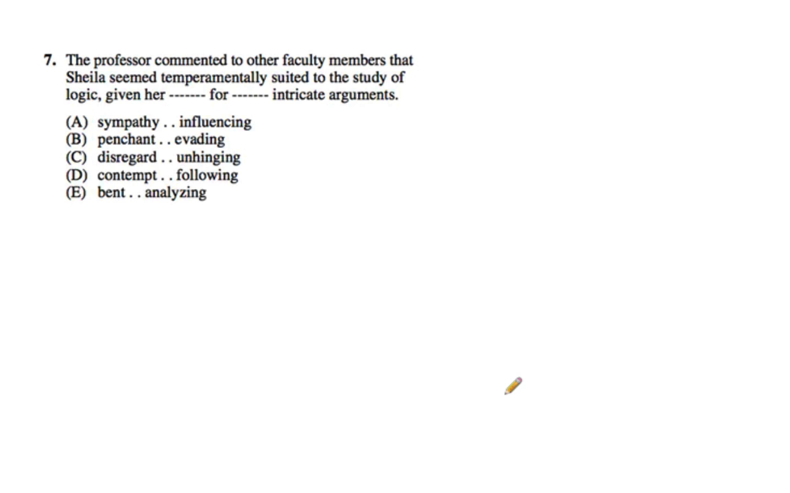All right, question number 7. The professor commented to other faculty members that Sheila seemed temperamentally suited to the study of logic, given her blank for blank intricate arguments. Now, the first thing we have to do, before we look at the answer choices, is get our guess of what we think the words in the blank are supposed to mean. And almost always, there's a strong clue or even close to exact definition in the sentence itself. Take a second and see if you can find what that is.